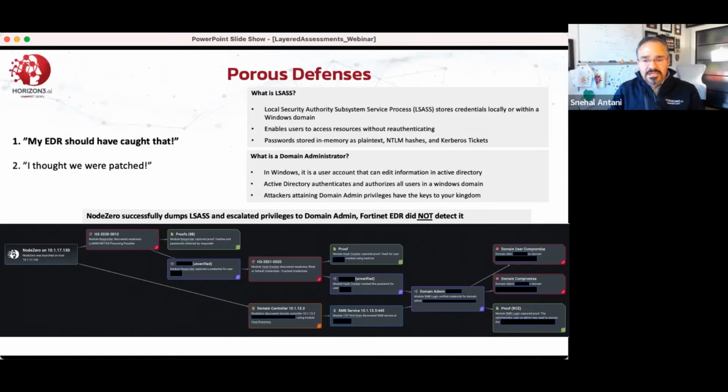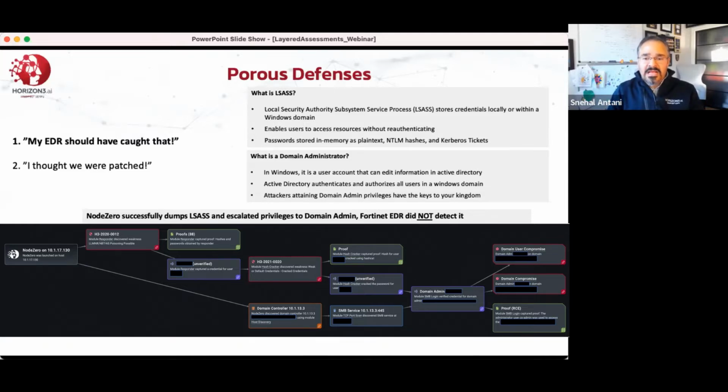Fortinet was the EDR product being used by this particular medical company that we were working with, and they did not detect the dumping of the LSASS process. And this is something that an EDR solution is designed to do. So at first, the reaction from the customer was, there's no way this was possible. And as we showed the proof, and you can see these green boxes, and you click, you'll see the actual proof of exploitation, it became very clear that yes, Node Zero was successfully able to dump LSASS, escalate privileges, and become a domain administrator within their environment.